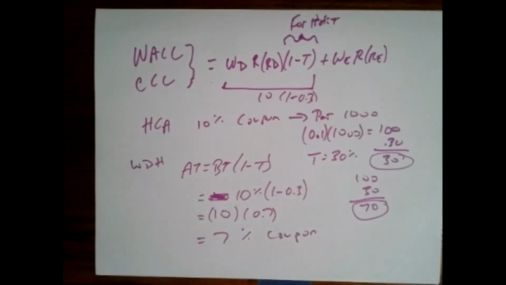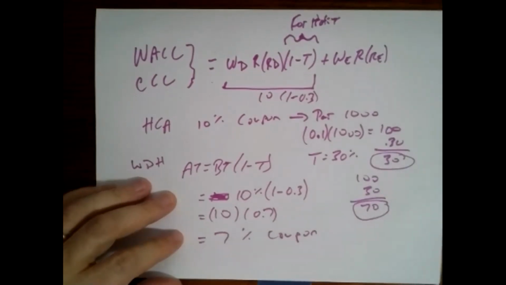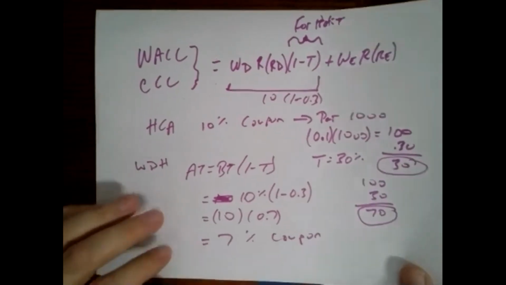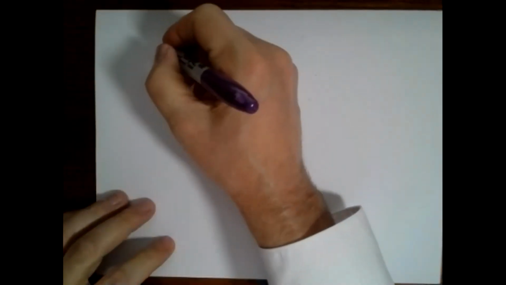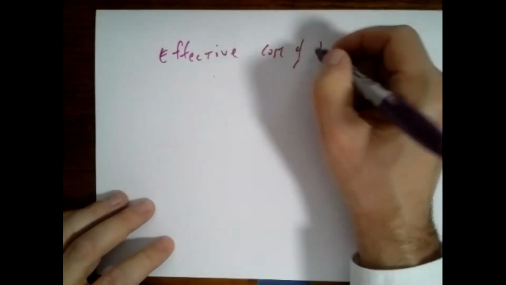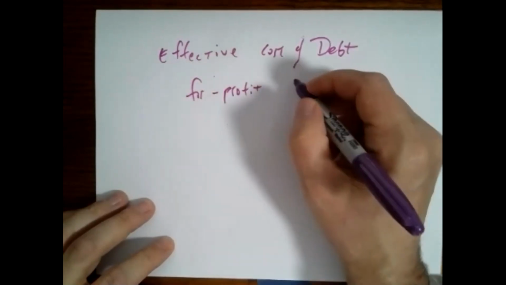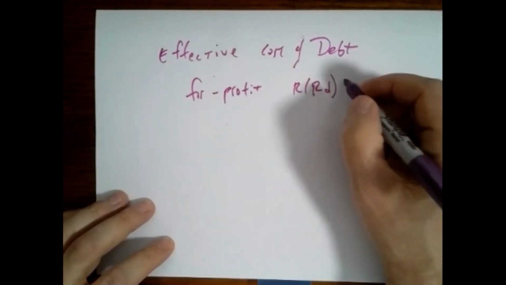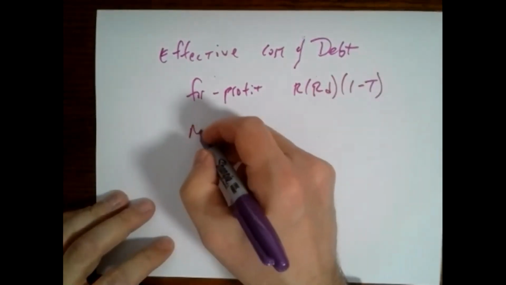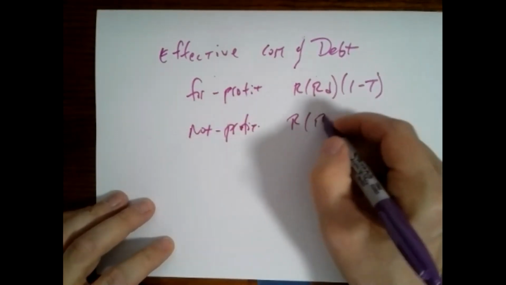All right, so when we talk about the effective cost of debt, we have to consider taxes. And the effective cost of debt, again, for a for-profit is going to be RD times 1 minus T. For a not-for-profit, it is going to just be RD.